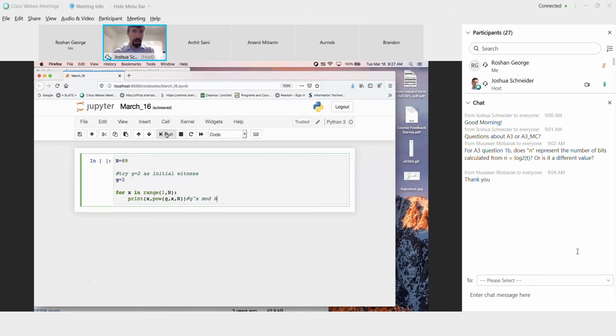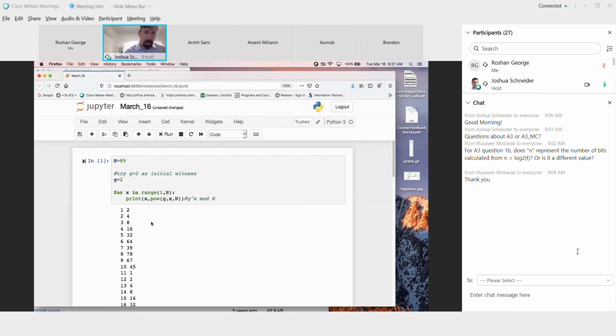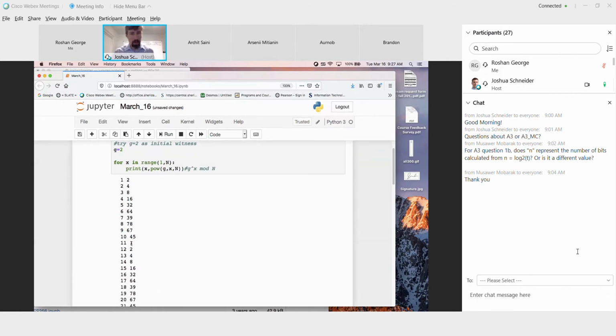So away we go, let's see what we get. Here are our exponents for g, and these are our values, and you can see right away we have a problem. At x equal to 11, or g to the 11, we found a 1, which means g equal to 2 is not a valid witness that proves this is in order.